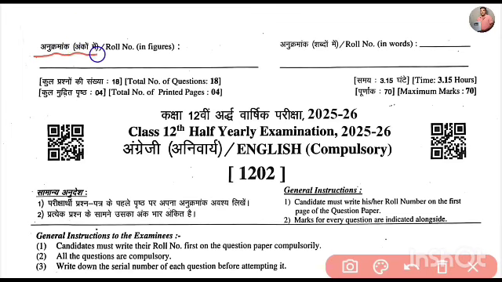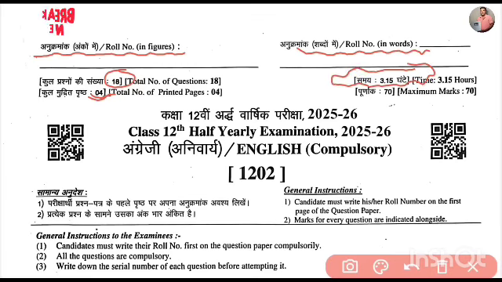First, you can see the serial number and roll number. You should write the roll number in numbers here, and you can also write the roll number in words. You can also see the total number of questions in the paper. Your total number of questions is 18, and there are 4 sections in the paper. The timing for the paper is 3 hours and 15 minutes, and the paper is going to be for 70 marks.